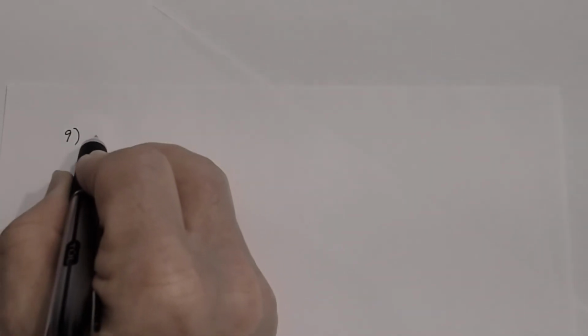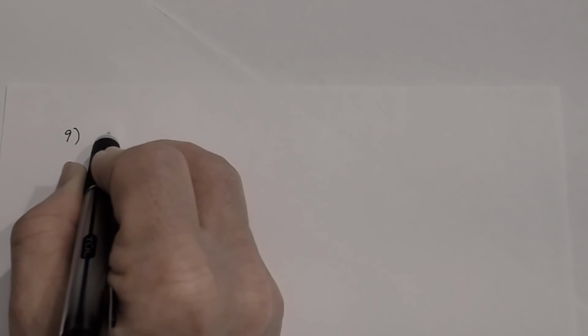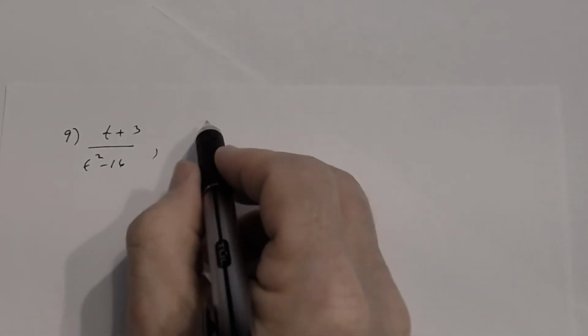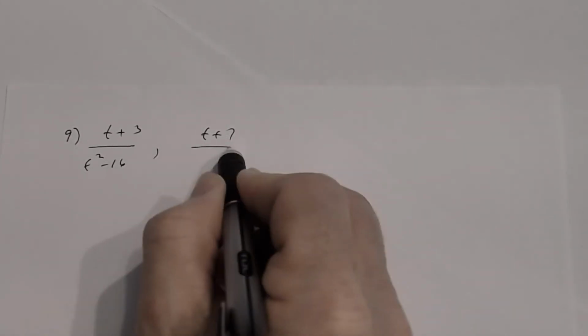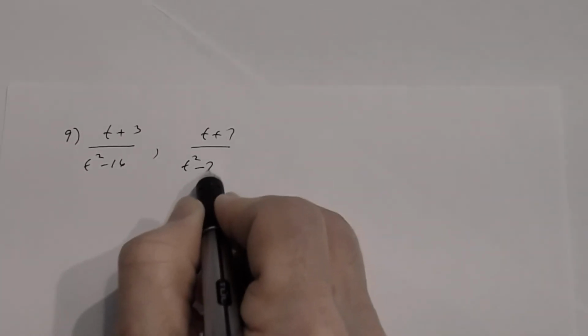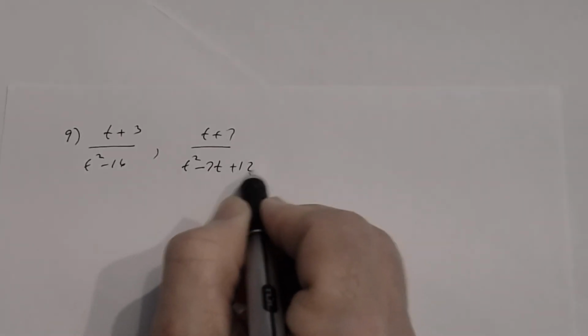Okay, so number 9, real quick, and that'll be the last one. I think you should have enough problems to be able to understand the next lesson. So number 9, let's suppose we have t plus 3 divided by t squared minus 16. That's my first one. And my second one's t plus 7 divided by t squared minus 7t plus 12.